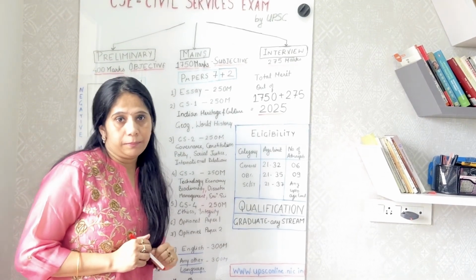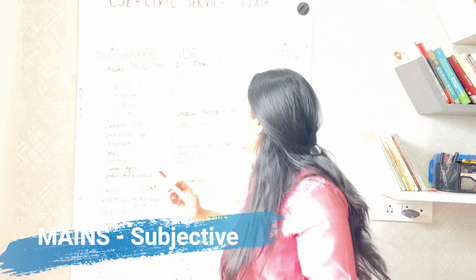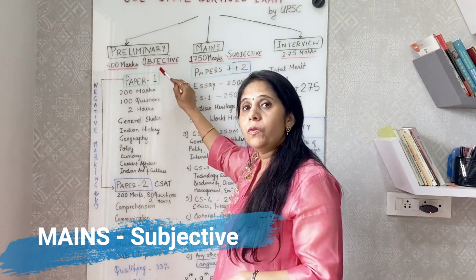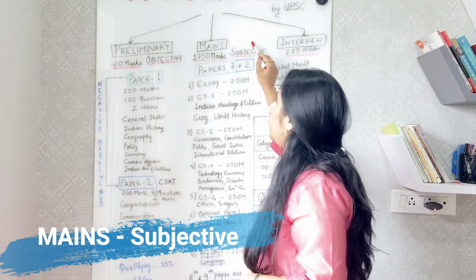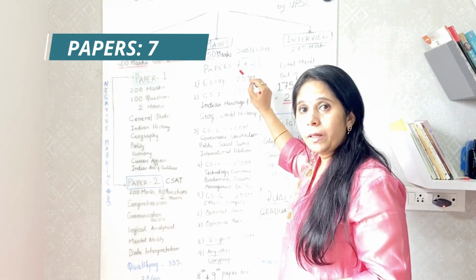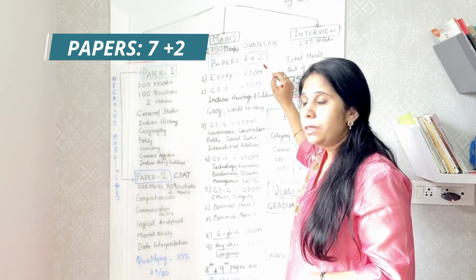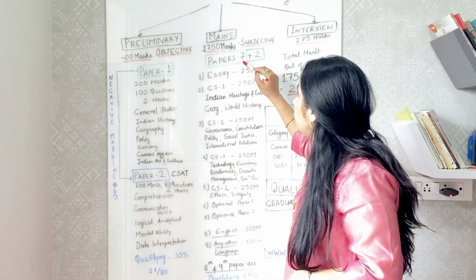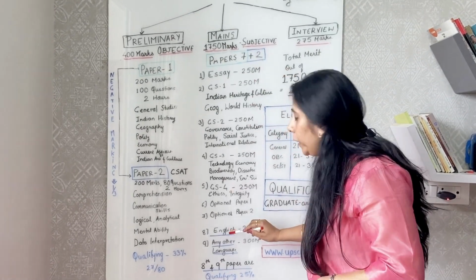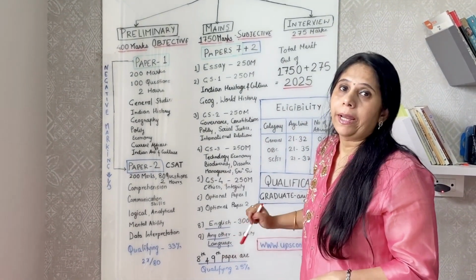Now mains is going to be a subjective examination. Unlike prelims, which was objective, this is subjective. How many papers here? 7 papers plus 2 papers. The 7 papers are the ones which are going to decide your merit. The 2 papers are the ones which you need to qualify.